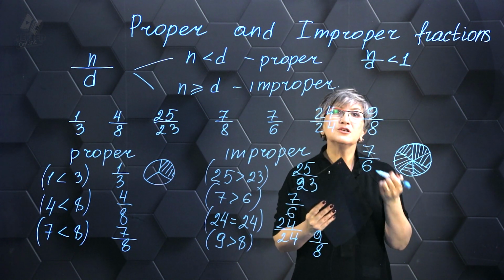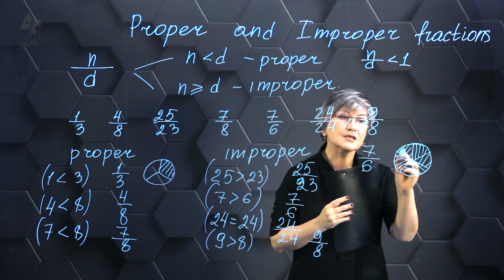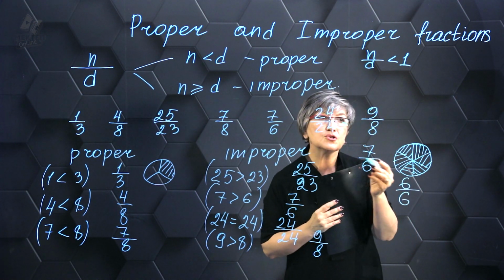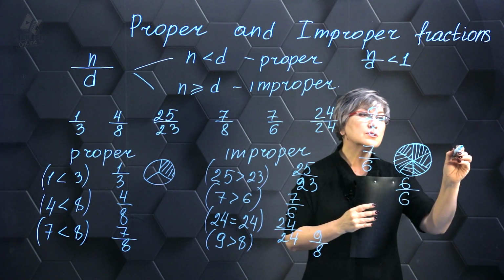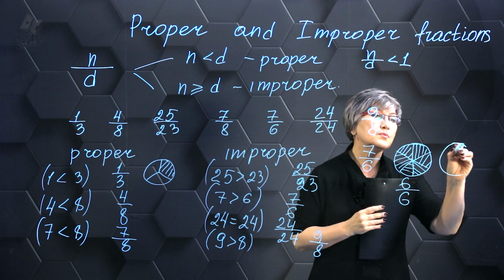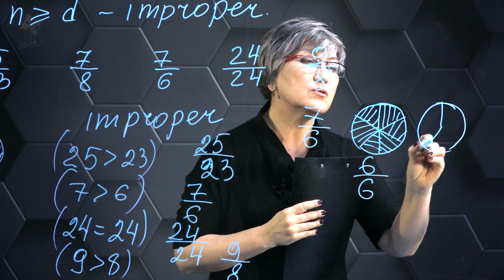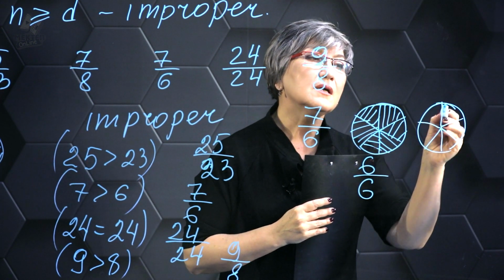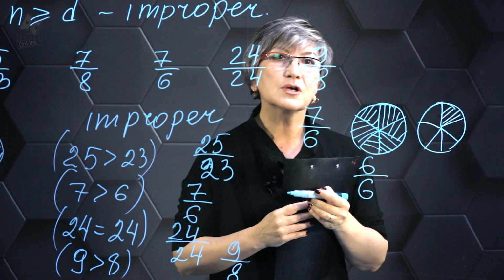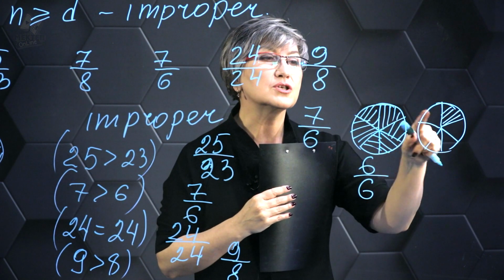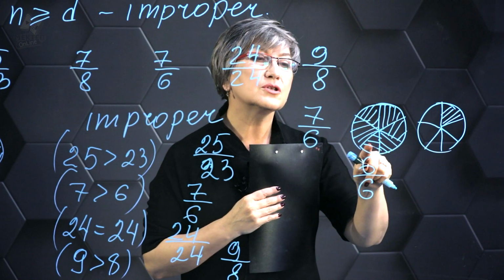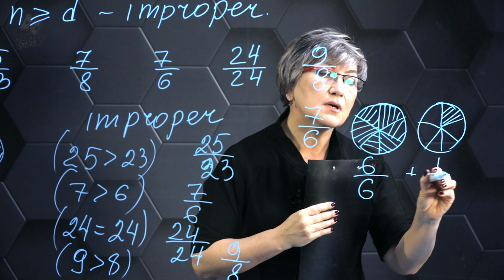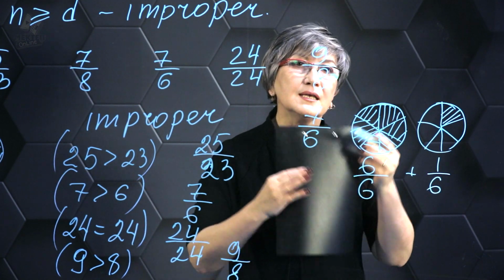Well, where can I get an additional piece? So, this is a total of 6/6. We're going to have to get another pizza, split it into 6 pieces, and grab one more slice. And then we will have a total of 1, 2, 3, 4, 5, 6, and 7 pieces. In this scenario, I will have an extra 1/6.